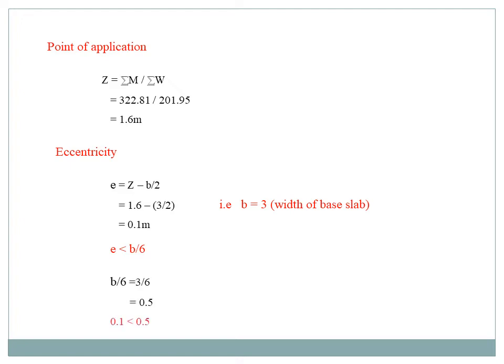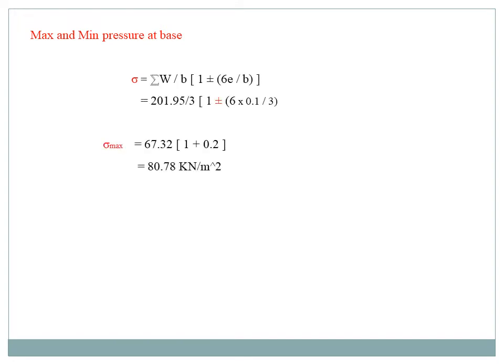Now there is one condition, that E should be less than B by 6. So now we find B by 6. B is equal to 3 meter, so 3 by 6 is equal to 0.5 meter. So 0.5 is greater than 0.1, hence safe. The next is the maximum and minimum pressure at base. Now we can find the pressure.